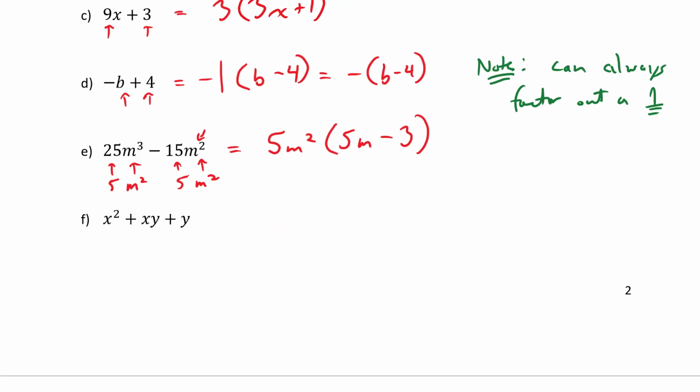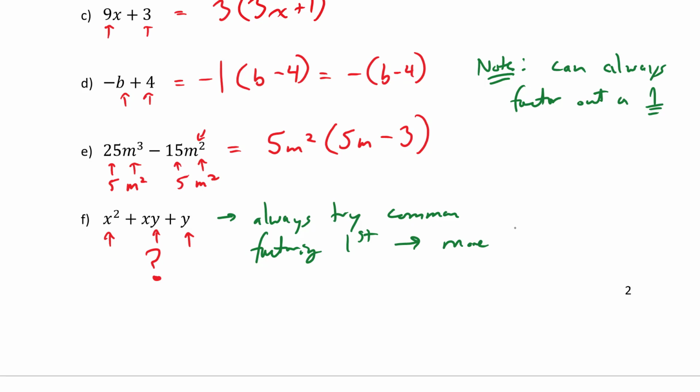What about F now? I have x squared. I have an x, so I have a common factor there. But I don't have an x here, so that's not going to work. I have a y here and a y here, but no y here. So that's not going to work either. But you should always try common factoring first. I put this here as an example that sometimes it will not work. Don't worry. There's more to come.